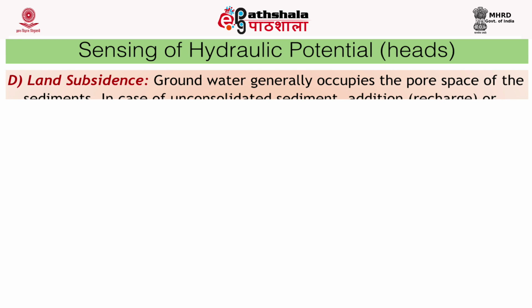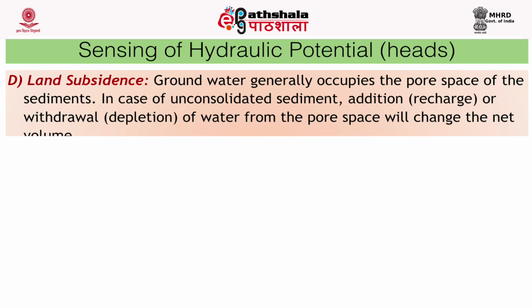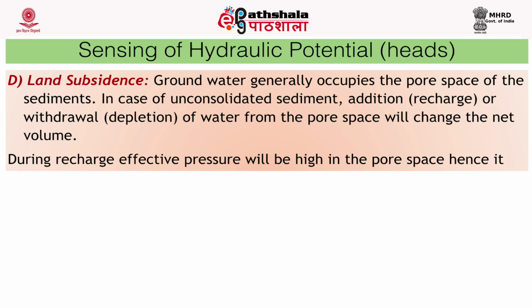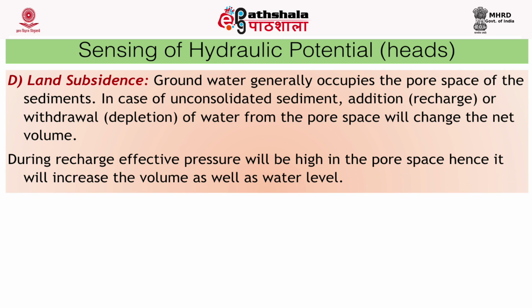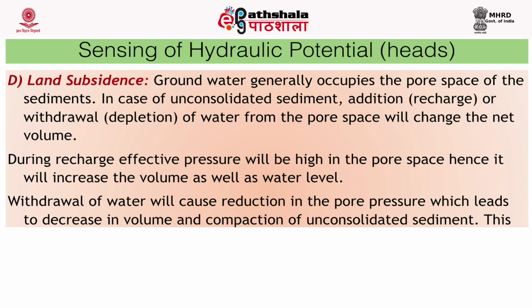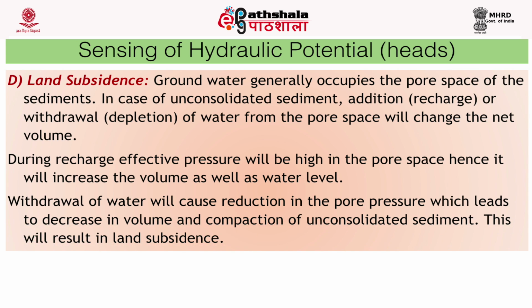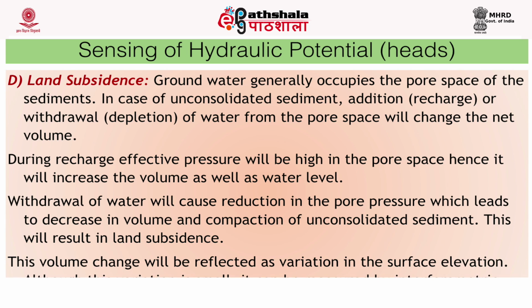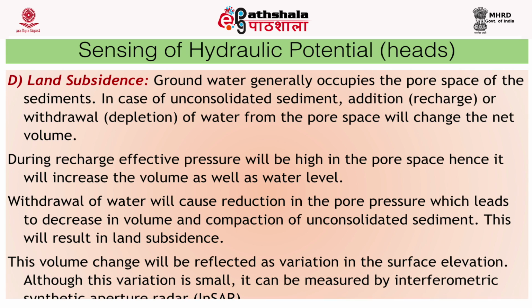The fourth parameter is land subsidence. Groundwater generally occupies the pore space of the sediment. In case of unconsolidated sediment, addition, that is recharge, or withdrawal, that is depletion, of water from the pore space will change the net volume. During recharge, effective pressure will be high in the pore space, hence it will increase the volume as well as the water table. Withdrawal of water will cause reduction in the pore pressure, which leads to decrease in volume and compaction of unconsolidated sediment. This will result in land subsidence. This volume change will be reflected as variation in the surface elevation.